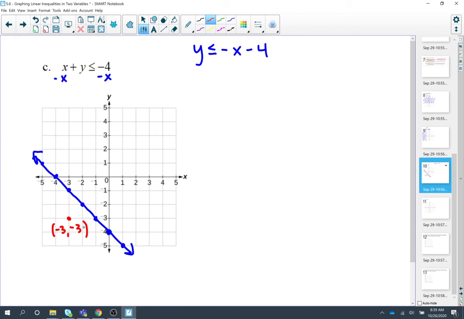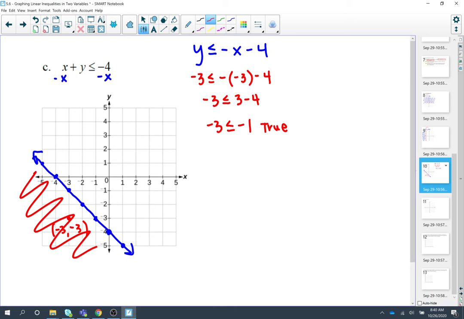And I'm going to test that. So -3 less than or equal to -x minus 4. So -3 is less than or equal to negative 3 minus 4. -3 is less than or equal to -1. So let's think about that. Is -3 smaller than -1? That is true, which means we shade this side. Which means anything down here is true.